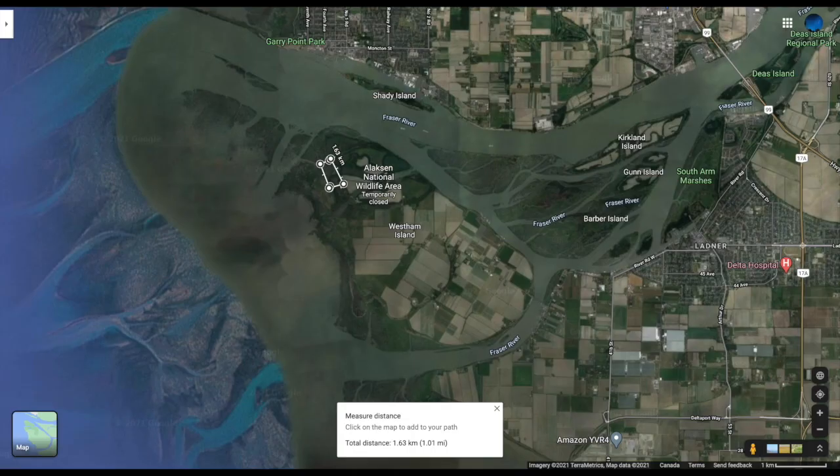The second feature I'm going to discuss is the formation of a delta by the river, called the Fraser River Delta. I have highlighted my position in white again. Specifically, I am located at the viewing tower of the Alaskan National Wildlife Area, which is on the Fraser River Delta and is home to migratory birds and many endangered species.